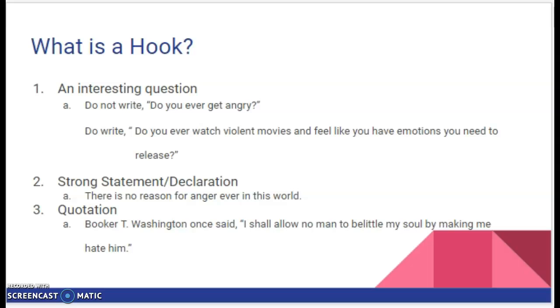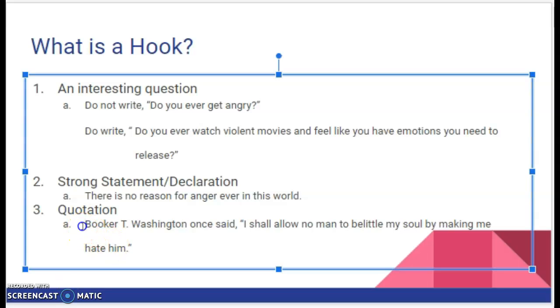Next is quotation. Guys, I want you to notice how I've laid this quote out. Booker T. Washington once said, "I shall allow no man to belittle my soul by making me hate him." Notice I have the author of the quote first. You must do this. Now, you could always say, "I shall allow no man to belittle my soul by making me hate him." But then who said it? You can't just put a dash and put Booker T. Washington. You must say, Booker T. Washington once told us, or Booker T. Washington expounded, or Booker T. Washington said, and then quote.